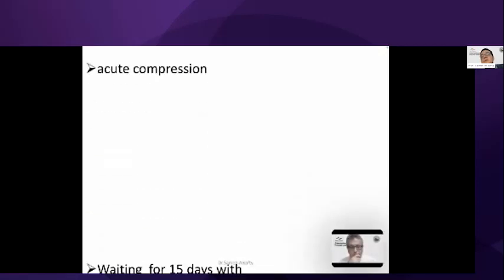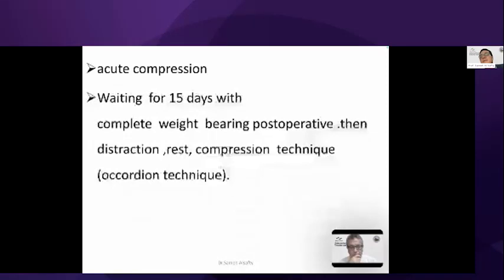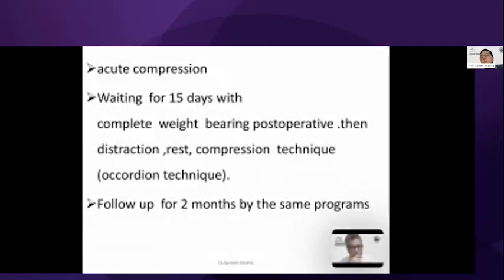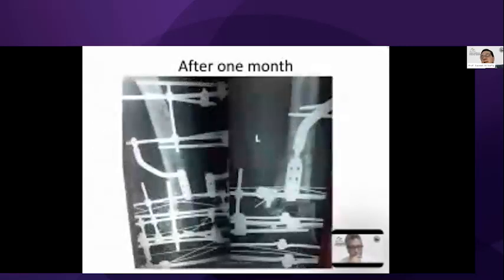Acute compression, waiting for 15 days with complete weight bearing post-operative, then distraction, rest compression, distraction, rest compression technique, low accordion technique. Follow up for 2 months by the same program. This is after 1 month. You can see there is no periosteal reaction at all.